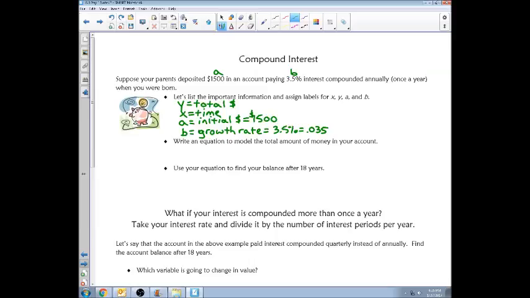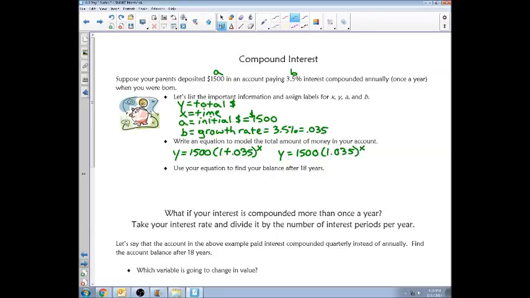So our total amount is going to be Y equals our initial amount, or the $1,500, times 1 plus, since it's growing, 0.035 raised to the X, because we don't know how many years it is. We want to simplify our equation, so Y equals 1,500 times 1.035 raised to the X value.